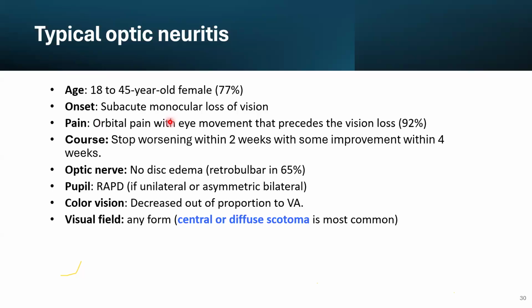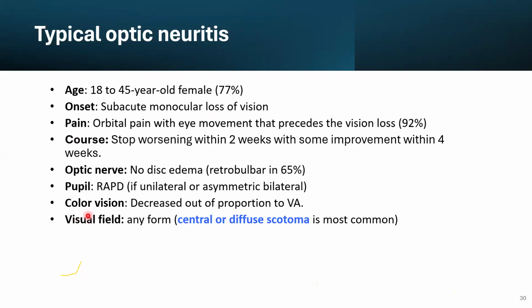In typical optic neuritis presentation, the age is between 18 to 45, coming with subacute monocular loss of vision. It's not usually sudden visual loss like central retinal artery occlusion or ischemic optic neuropathy. It's more subacute over a few days, associated with orbital pain with eye movement in 92% of the cases, and it stops worsening within 2 weeks with spontaneous improvement within 4 weeks, even without steroid. Typically without disc edema in 60%, we call it retrobulbar optic neuritis, and in pupil examination, you will see a relative afferent pupillary defect.